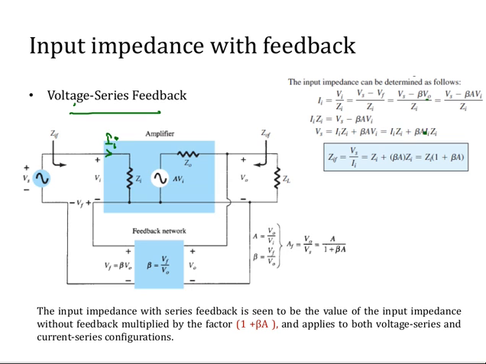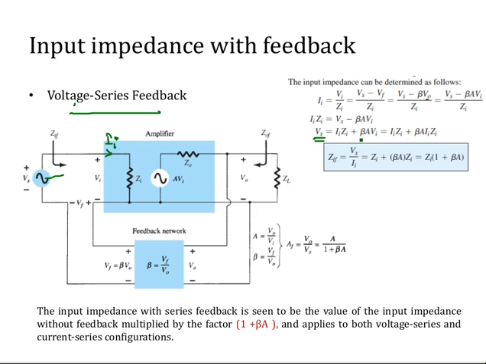A times Vi by Zi. Now IiZi is equal to Vs minus beta A Vi. Okay. Now Vs is equal to, what is Vs? This is the input voltage. So Vs is equal to IiZi plus beta A Vi.